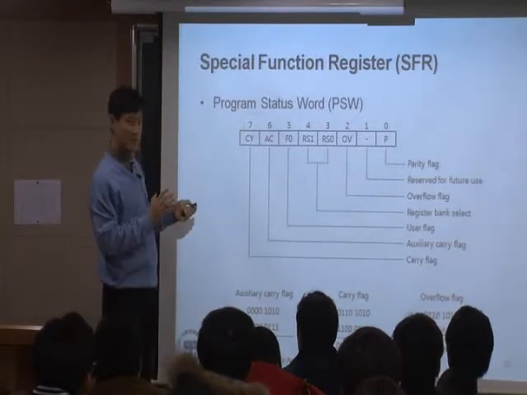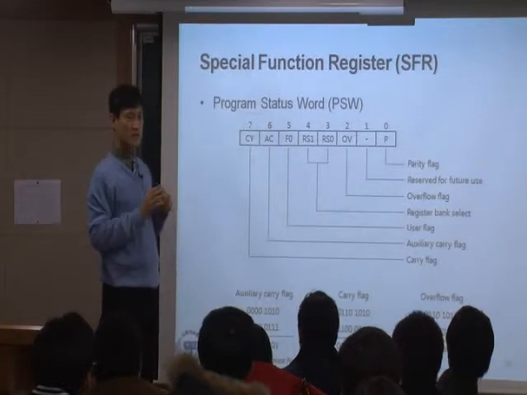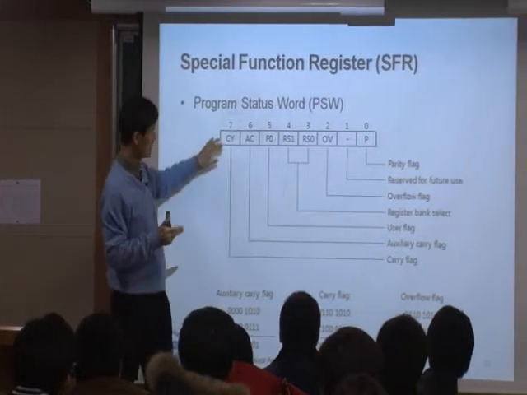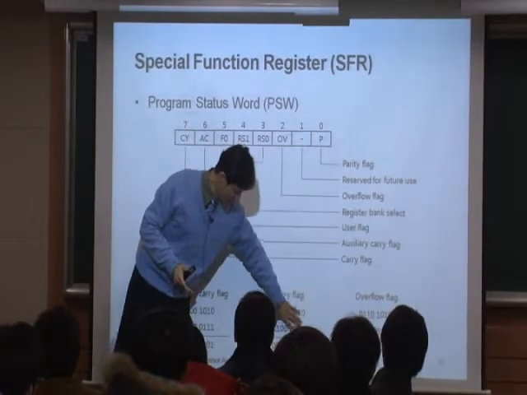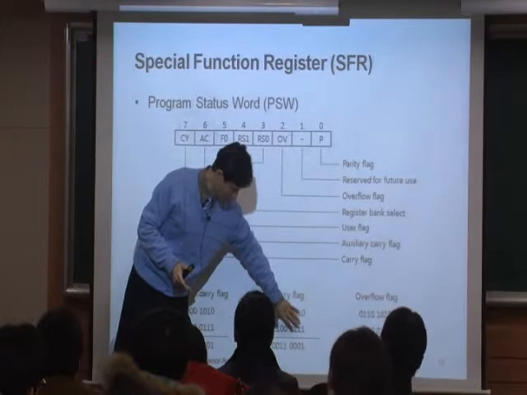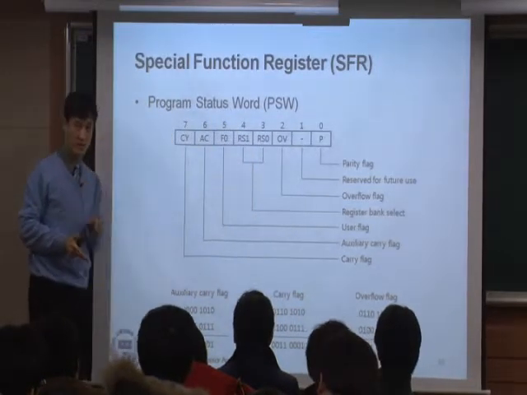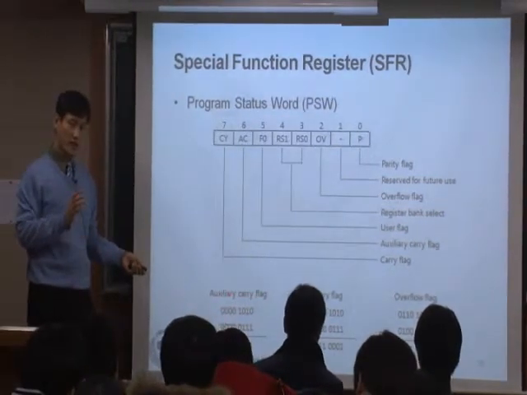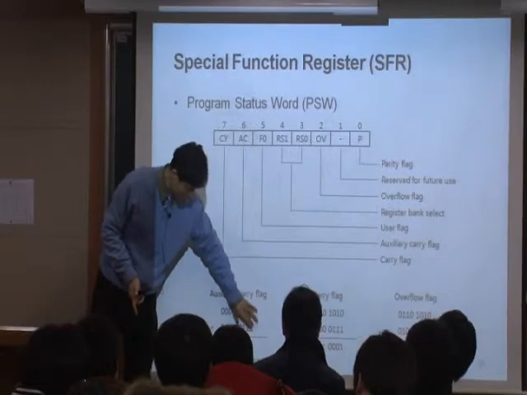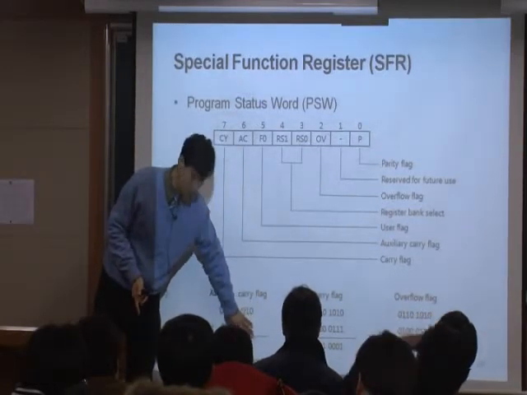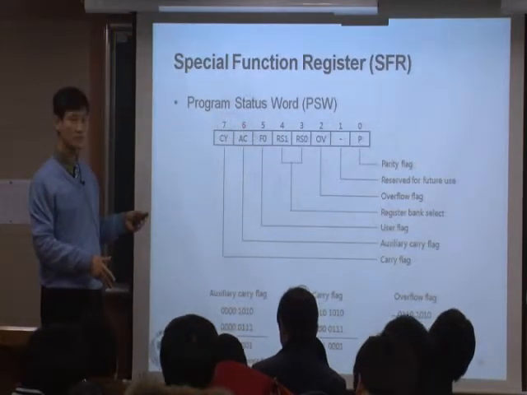But anyway, the concept is the same. Carry flag, auxiliary carry, same thing. The only difference is that the carry flag is set when you add two different 8-bit numbers and the result becomes 9 bits. The auxiliary carry flag is on when you have 4-bit plus 4-bit and the result becomes 5 bits. Then auxiliary carry is on.